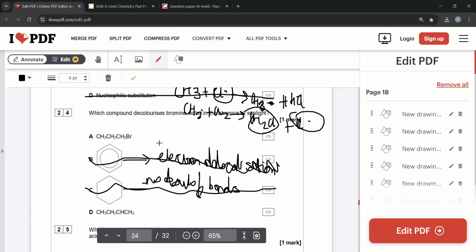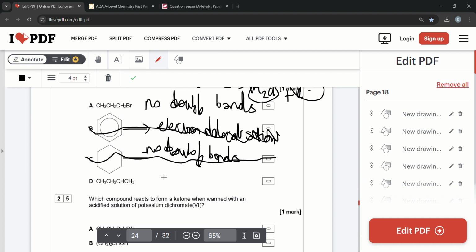Well, if you look at A, CH3, CH2, CH2, Br, that's a halogenoalkane. It's got no double bonds. And D, therefore D must be the answer. It has a double bond.